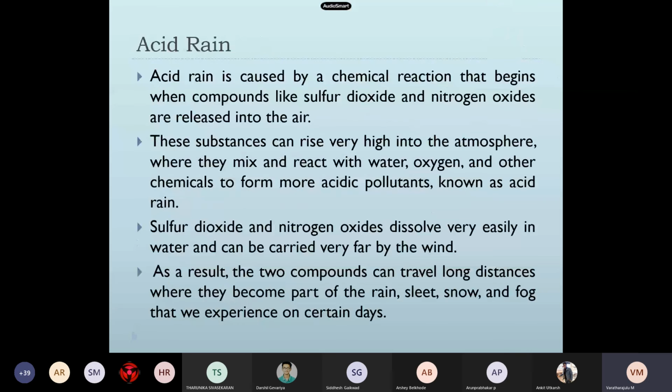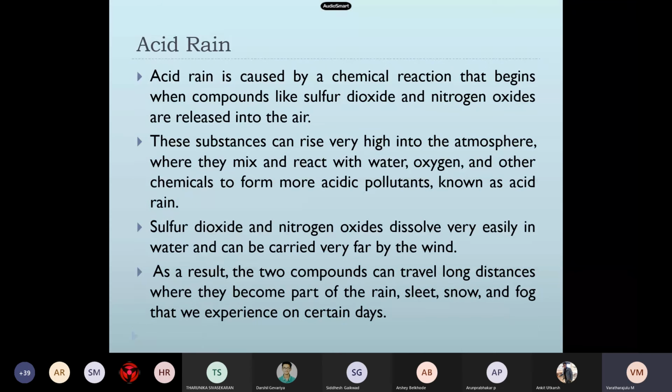Acid rain. Acid rain is caused by the chemical reaction that begins when compounds like sulfur dioxide and nitrogen dioxide are released into the air. These substances can rise very high into the atmosphere, where they react with water, oxygen, and other chemicals to form more acidic pollutants, which is known as acid rain.